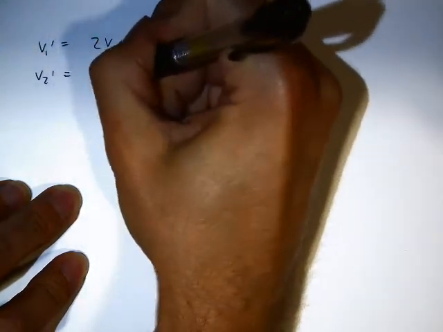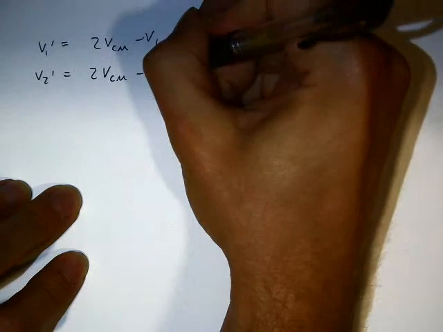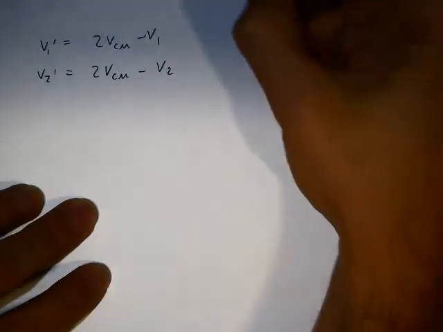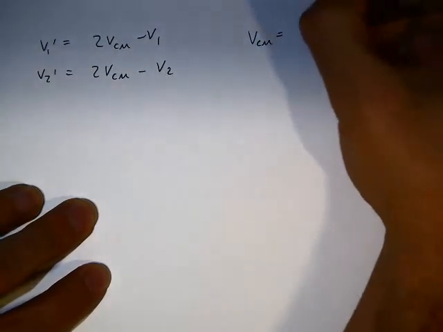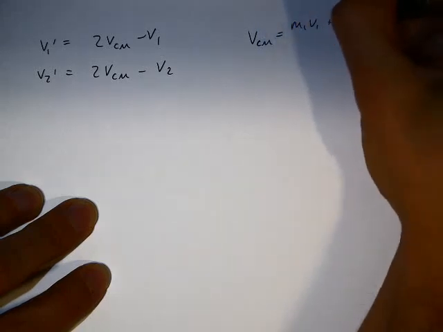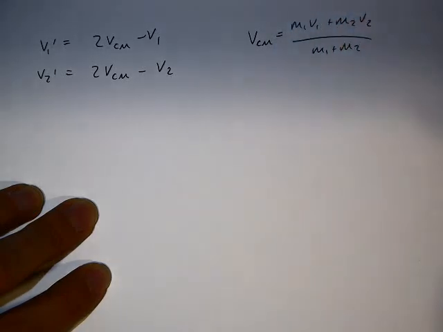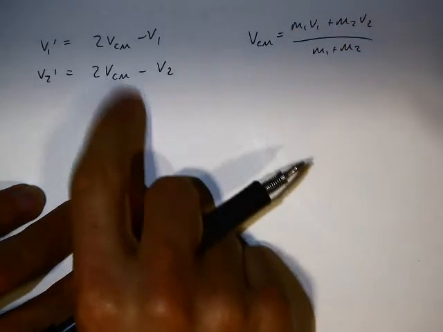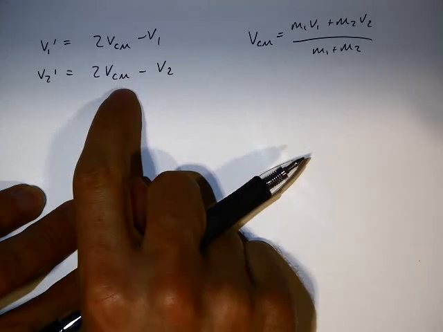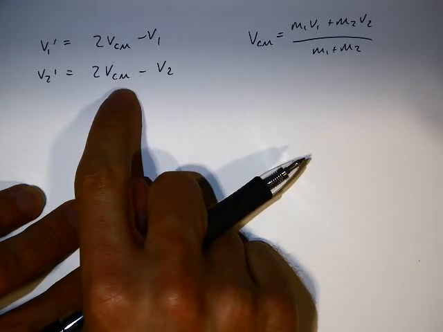If you do all the steps, V1 prime ends up being 2 times the center of mass velocity minus V1, and V2 prime equals 2 times the center of mass velocity minus V2. And remember, VCM is M1V1 plus M2V2 all over M1 plus M2. I could prove this to you. You could prove it to yourself pretty easily by doing those steps, but I don't want to waste time in this video.